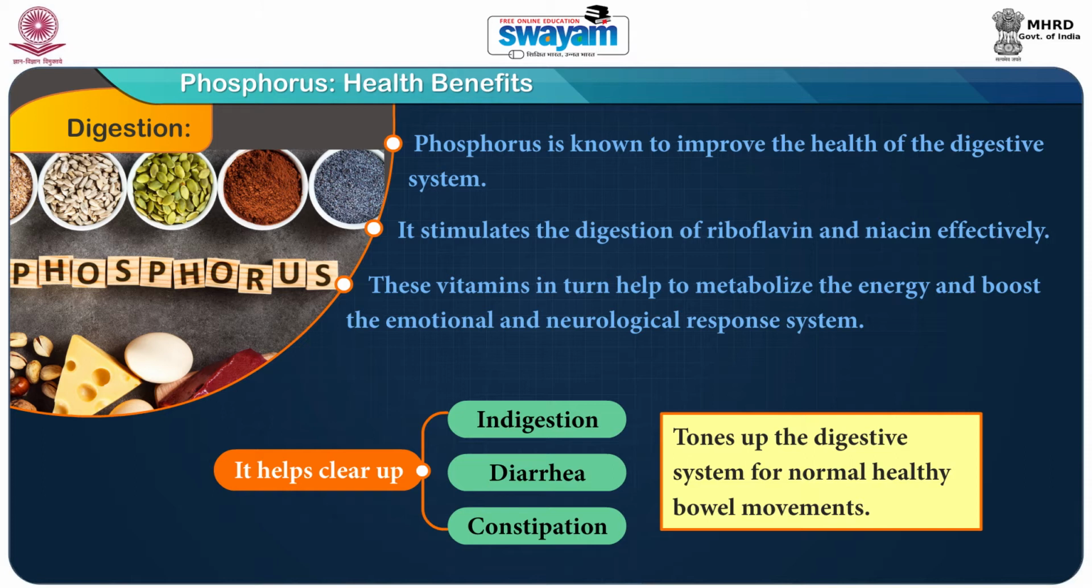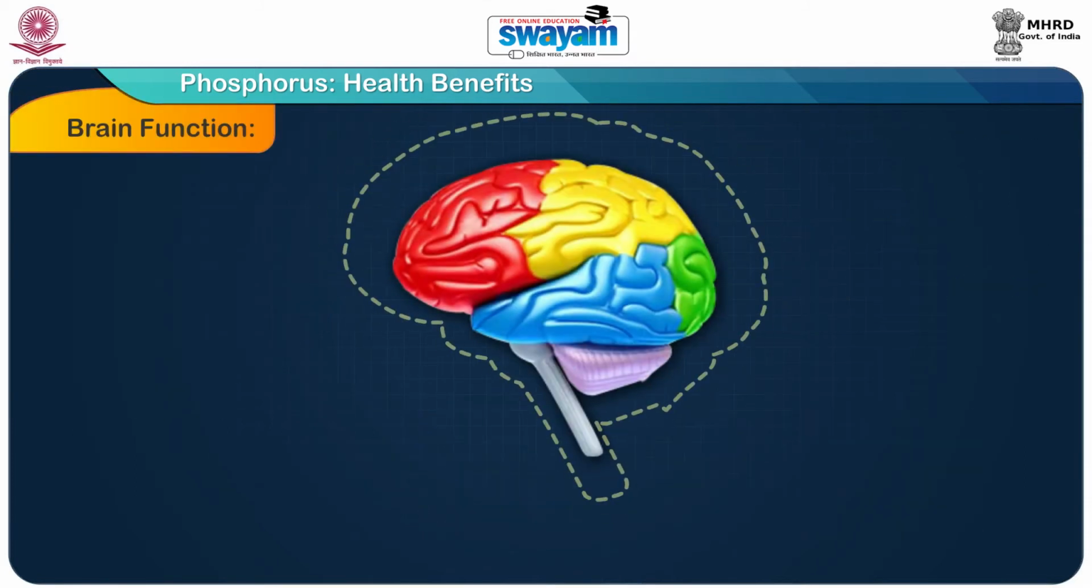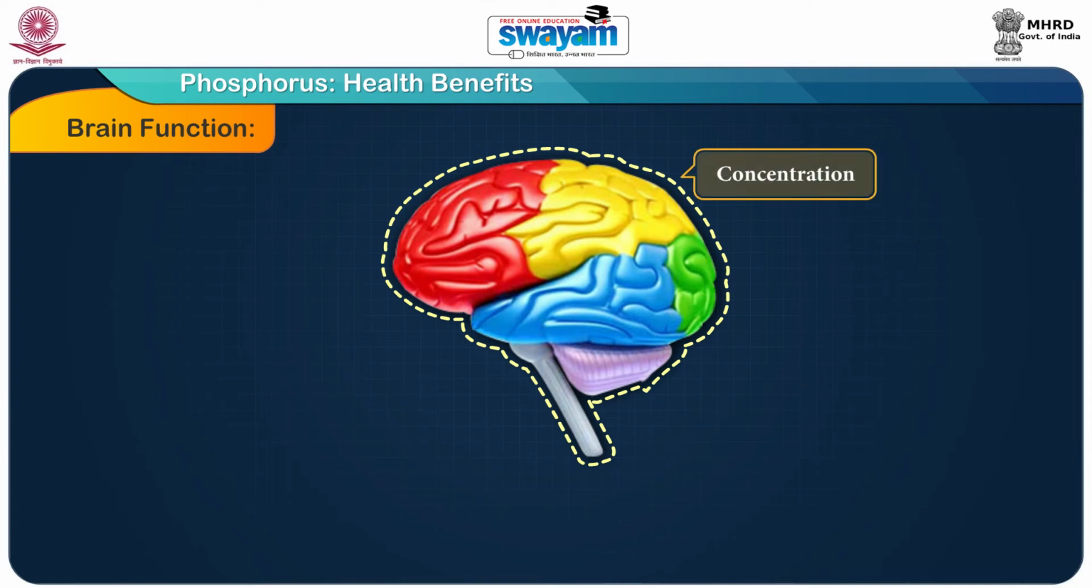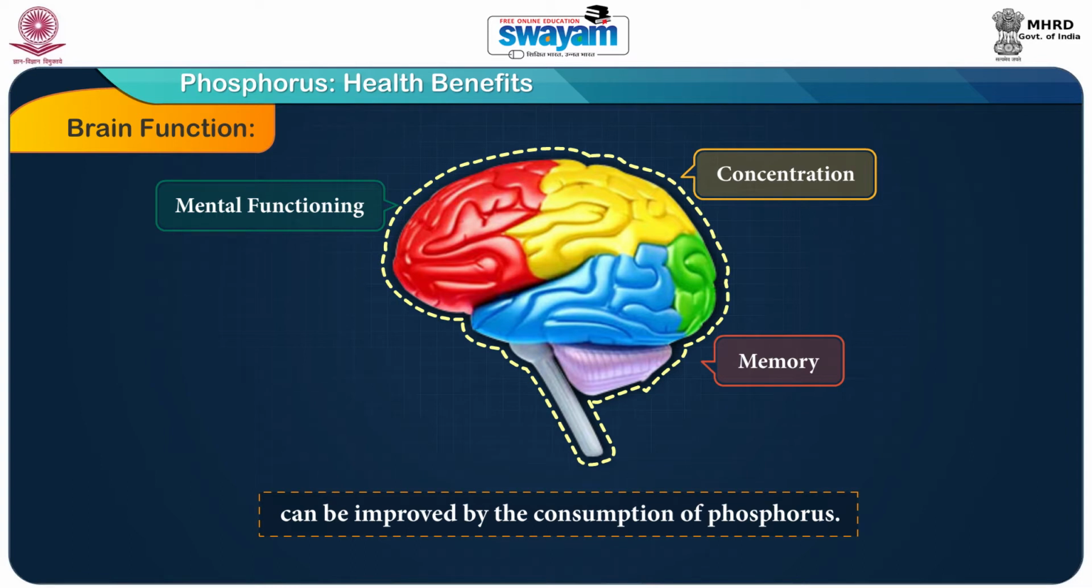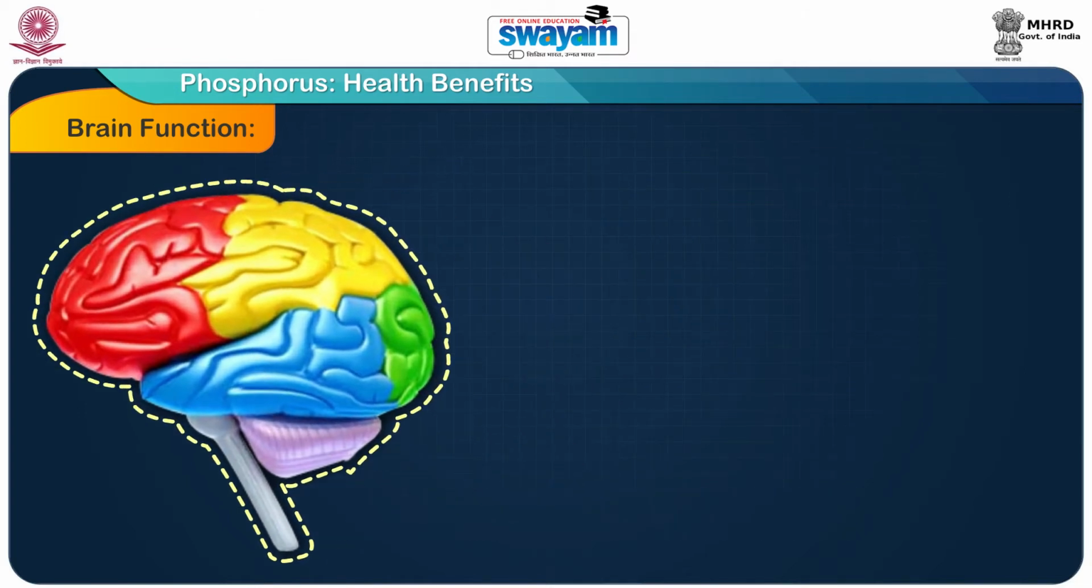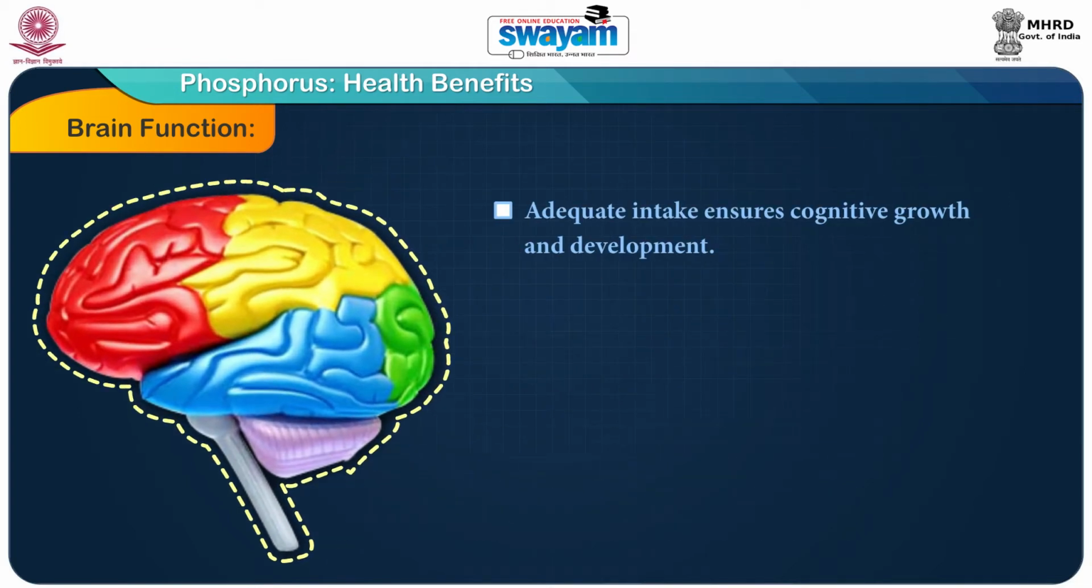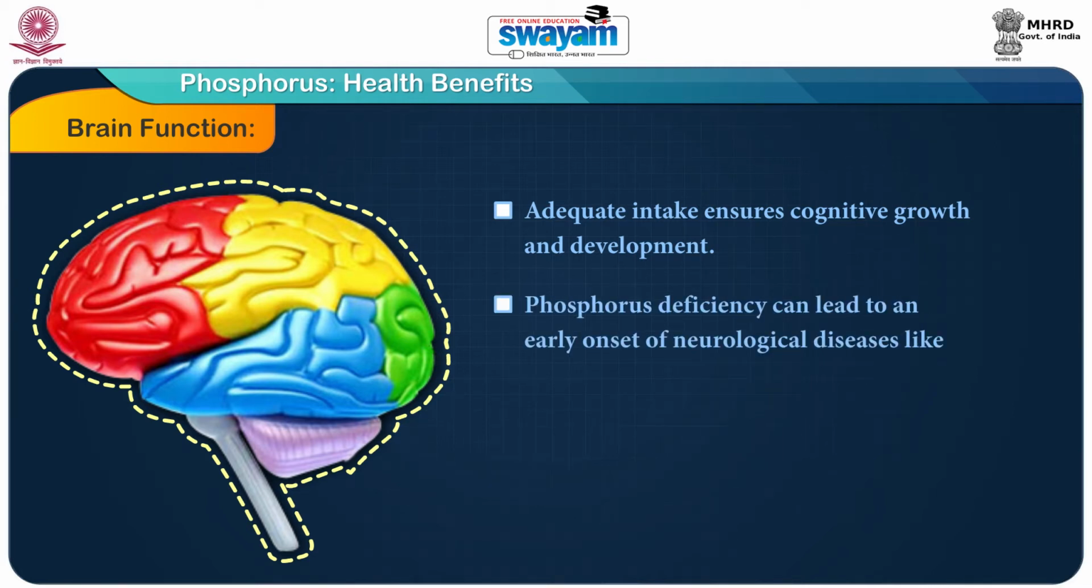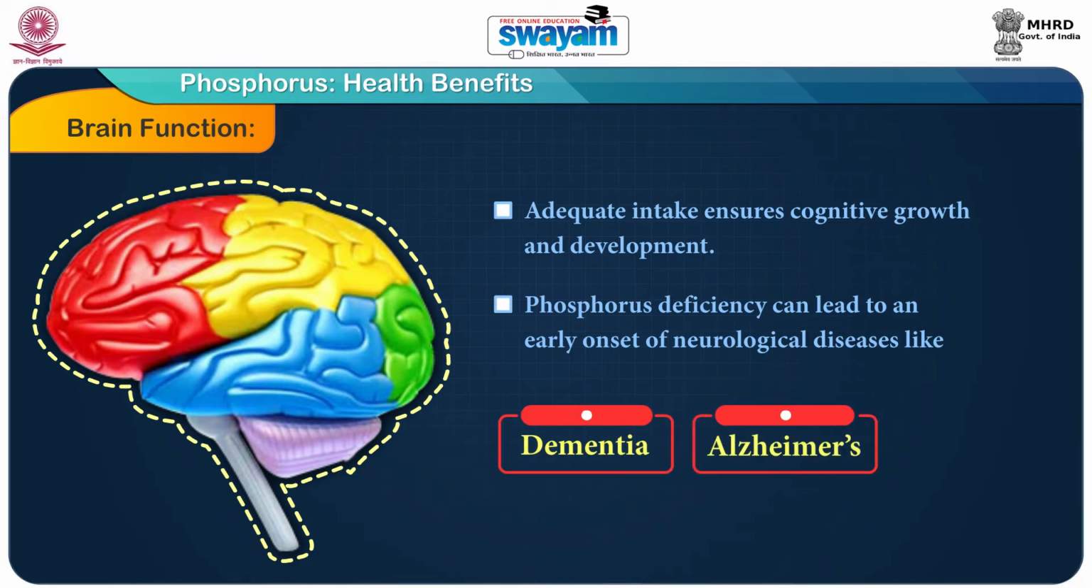Now, coming to health benefits of phosphorus as related to brain function. Concentration, memory and mental functioning can be improved by the consumption of phosphorus as reported by several earlier investigators. Adequate intake ensures cognitive growth and development. Phosphorus deficiency can lead to an early onset of neurological diseases like dementia and Alzheimer's. It can also increase the risk of cognitive malfunctions.